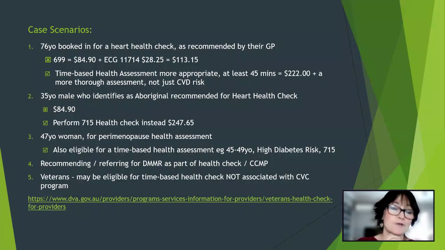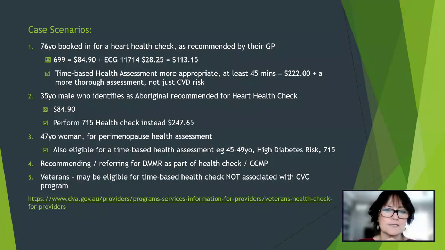Okay, so we want to look at lots of other different things that this man might be at risk of, certainly with Aboriginality. Type 2 diabetes comes to mind, but we want to look at other things. And are we having a talk to them about other health elements?